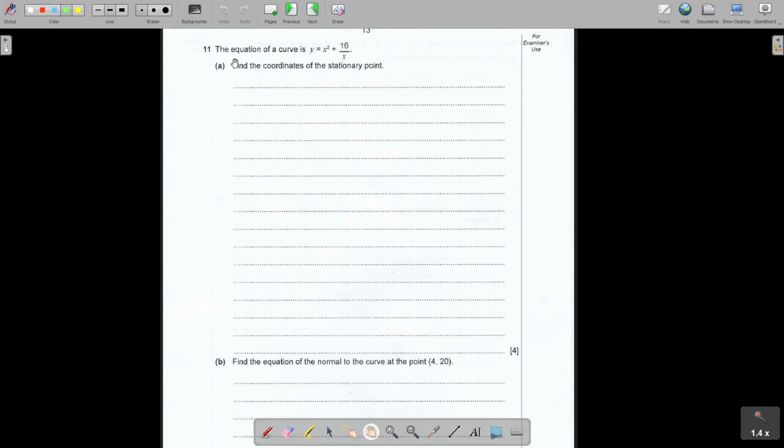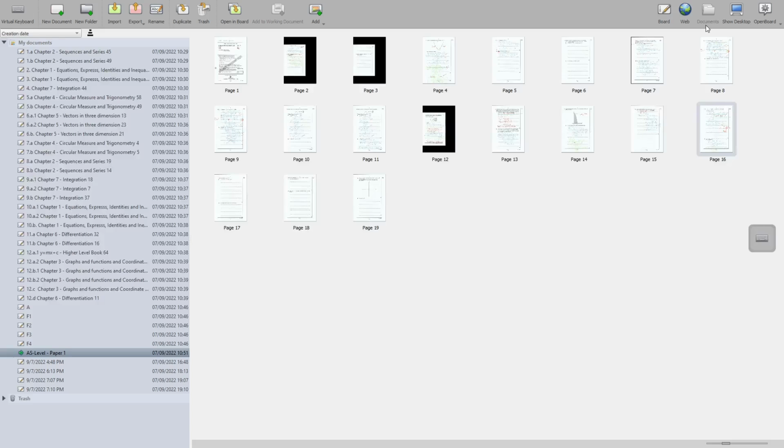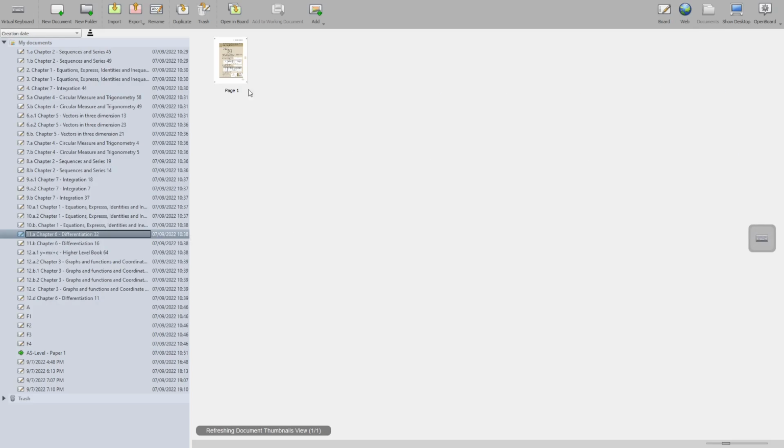Okay, let's do question number 11. The equation of a curve, and there is the curve, find the coordinates of stationary points. Now, if you see stationary points, you think of differentiation. Again, I'm going to take you back to a question in the textbook. So let's go and check this question.